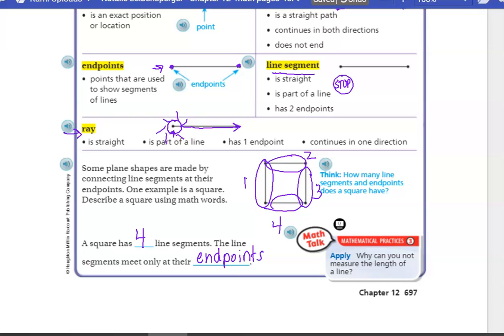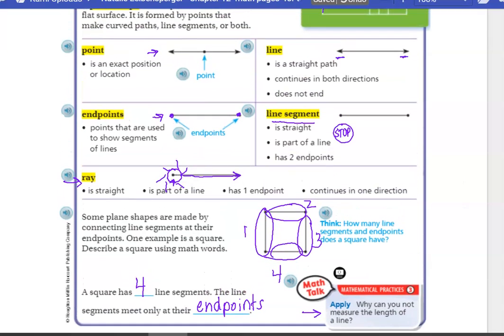Okay, so let's go here real quick to this math talk. Why can you not measure the length of a line? Look back up here in your definition. Why couldn't you measure a line? Well, it goes on in both directions endlessly. It would continue and it would not end. So you wouldn't be able to measure that. Whereas a line segment, you would, because you would line your ruler up at each of the endpoints and see how long it measures.